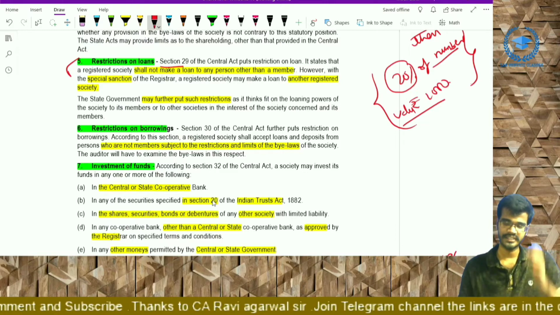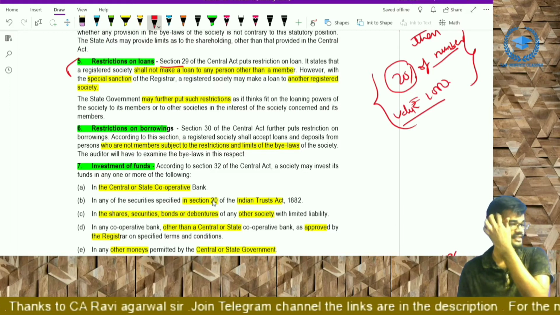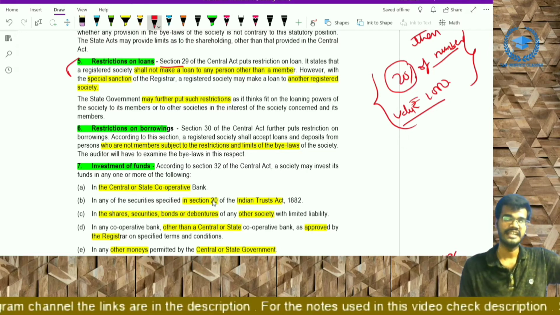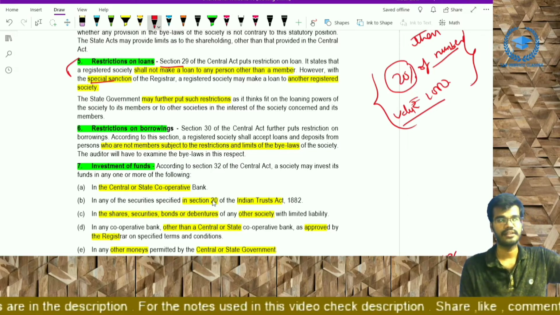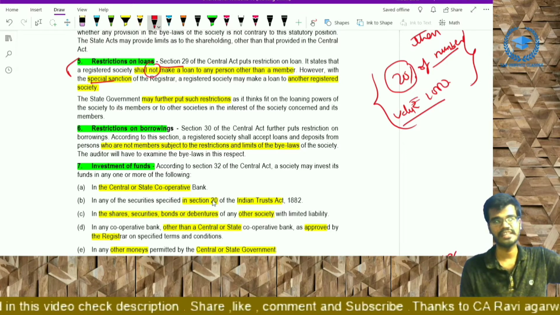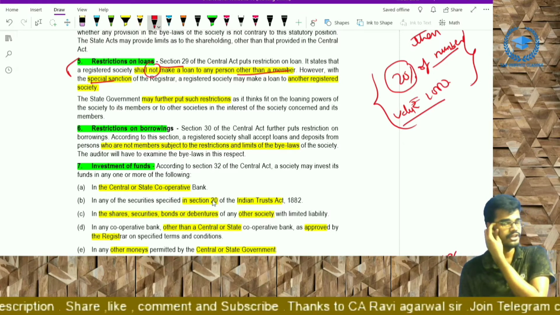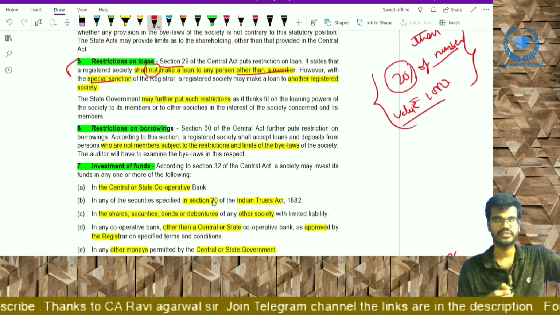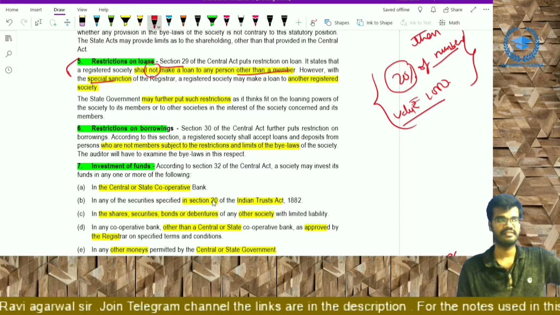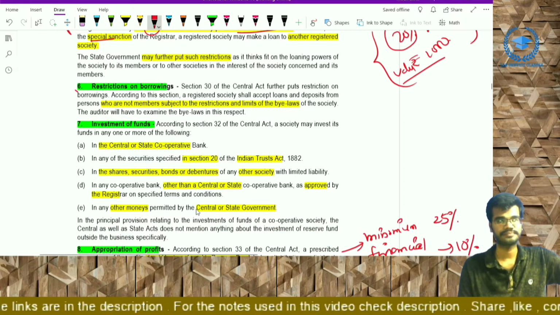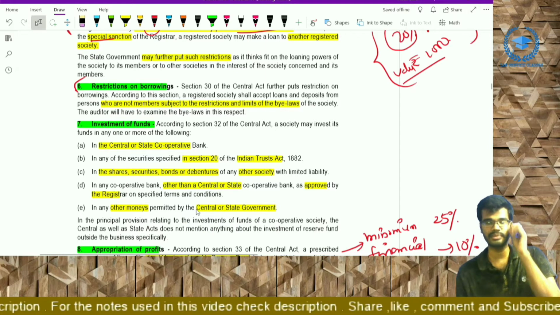And coming to the restriction on loans, that is section 29. A cooperative society can give loans only to its members. If it wants to give loans to any other cooperative society, then special sanction is required. It should not make loans to any person other than a member. And if it wants to give a loan to another registered society, then special sanction is required. Right, this is the restriction on loans.